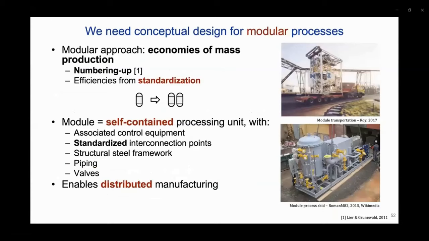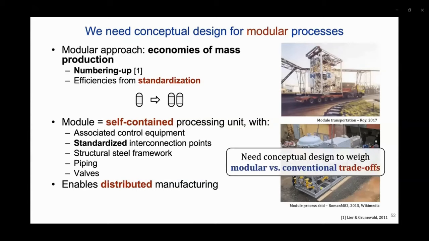Okay, let me just finish with a couple of examples I thought might be of interest, starting with an example on modular process design. As you know, the idea is that when you have a modular approach, you get these so-called economies of mass production, because as you standardize the units, it becomes eventually cheaper. And it's also for transportation of the modules. They have the flexibility. It's sort of a numbering-up type of approach that you use rather than coming up with specific sizes of a given flowsheet.